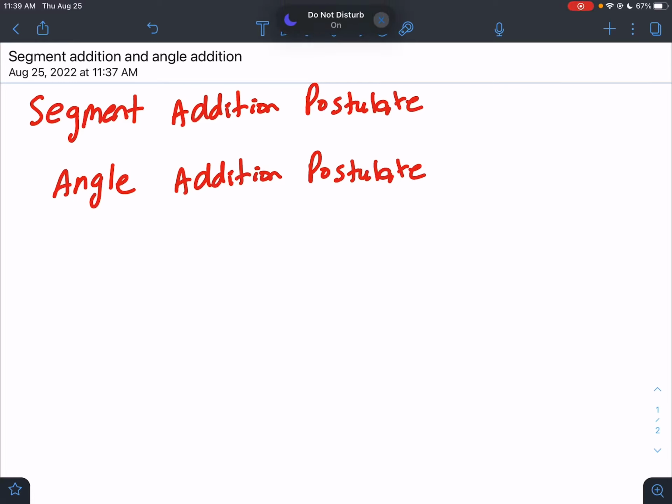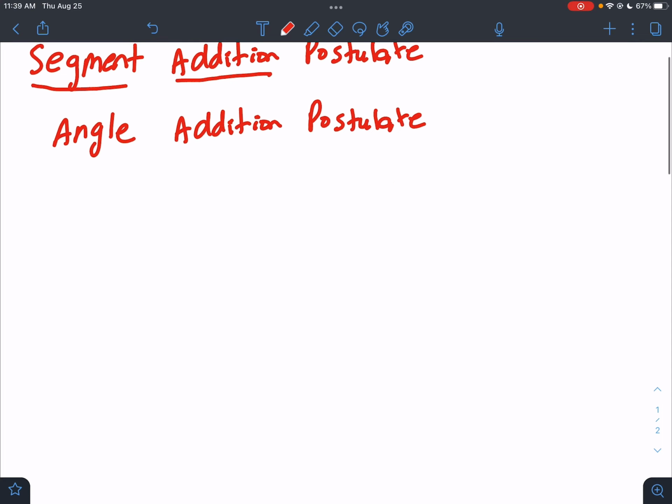We're going to learn about segment addition postulate and angle addition postulate today. We're going to talk about what they are, what they mean. We're going to do a few examples, and then we'll be on our way. The name kind of tells you exactly what it does. Segment addition. We're going to be adding segments.